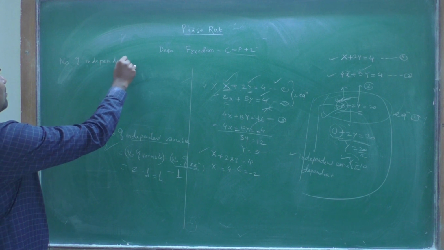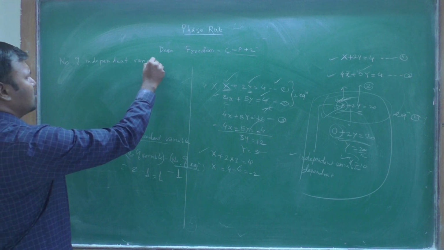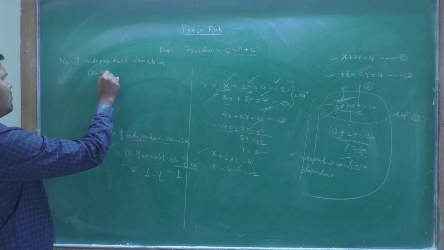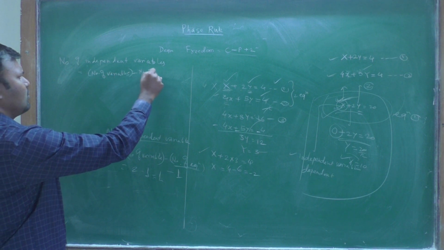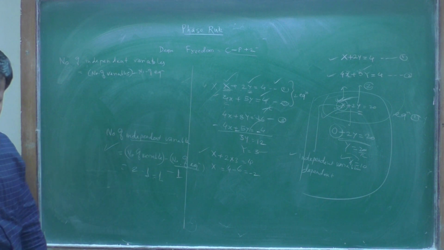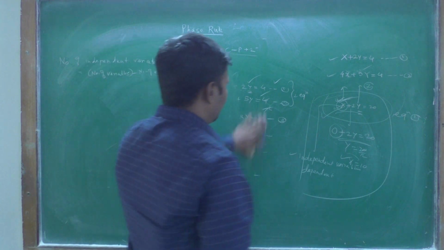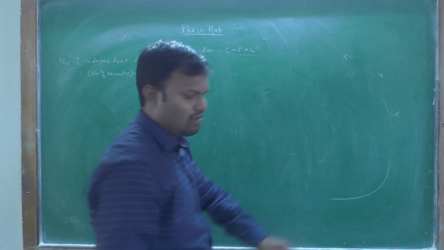Instead of independent variables, we use the term degree of freedom. The degree of freedom is equal to the number of variables minus the number of equations. With this formula we will find out the degree of freedom. The mathematical form we can obtain from this.